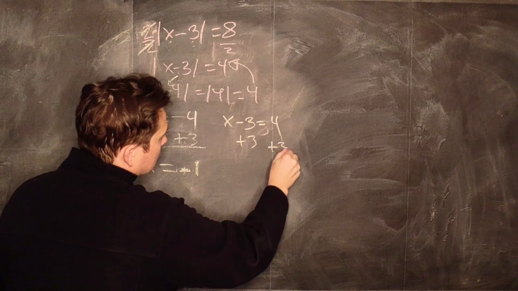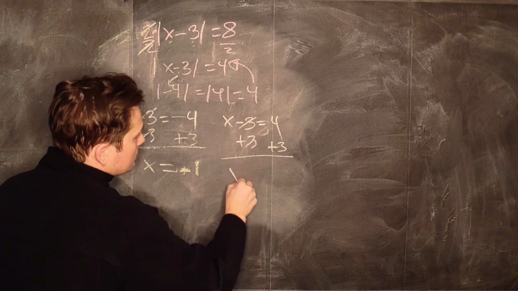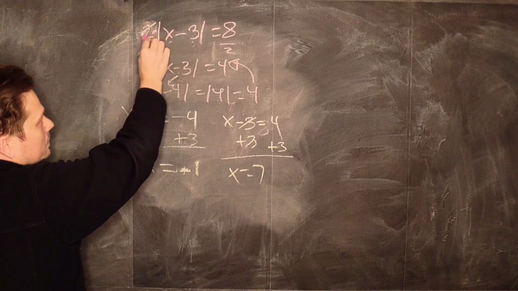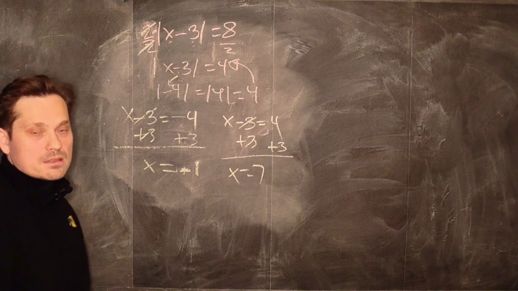All right, plus 3 right here. Cancel, cancel. So x is equal to 7. Check it: 7 minus 3 is 4, 4 times 2 is 8. So these values then check.